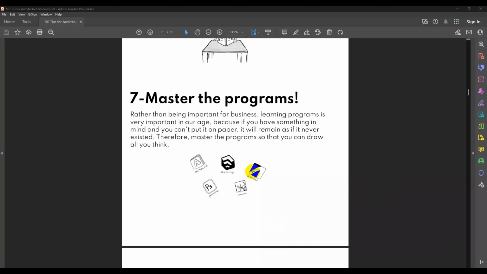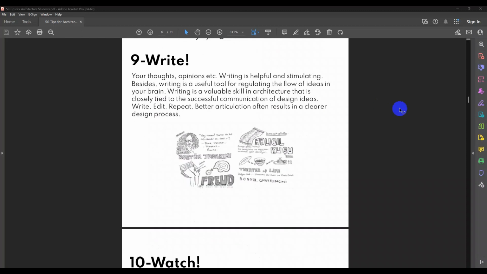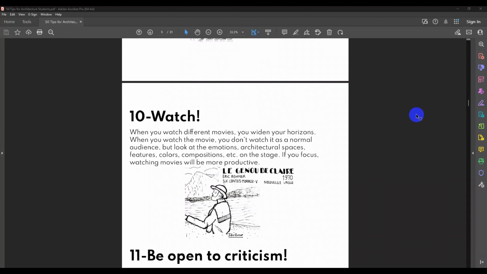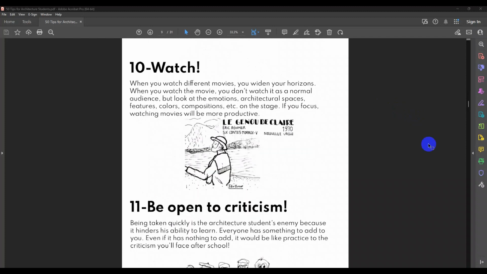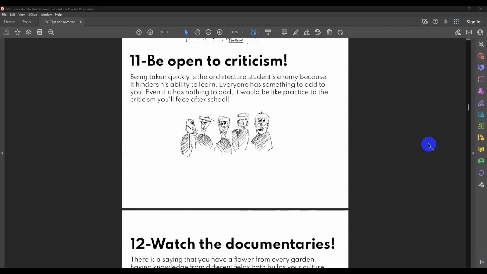You have to learn any program to improve your skill, like AutoCAD, Sketchup, Archicad, Photoshop, Lumion, Revit, or another program that you can use in your work. And the 8th one, travel. 9, write. 10, watch. 11, be open to criticism. We must be an open-minded person, so we can collect or absorb other ideas and improve your work.